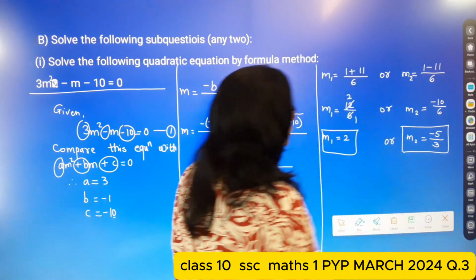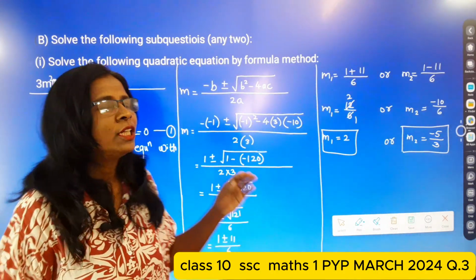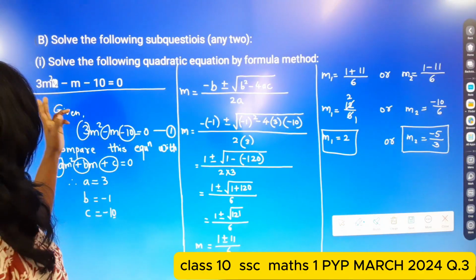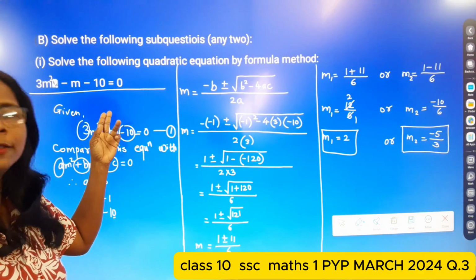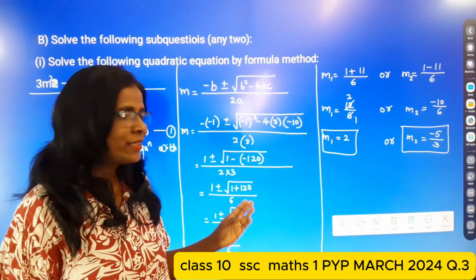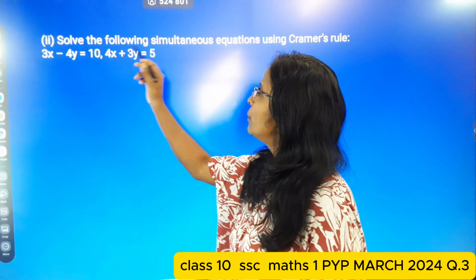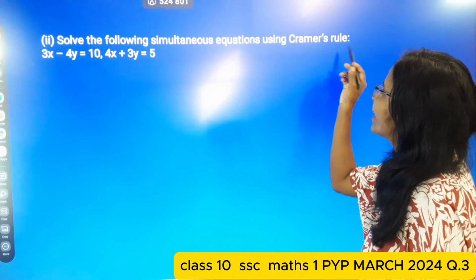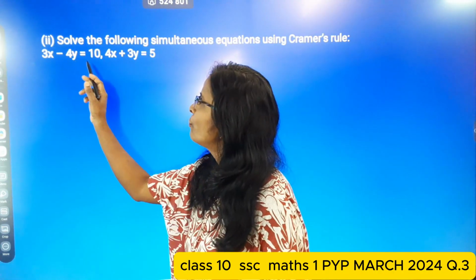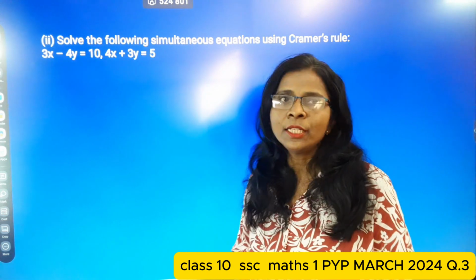So these are the 2 solutions of the given quadratic equation 3m square minus m minus 10 is equal to 0. Okay, students? Next example, students. Solve the following simultaneous equations using Cramer's rule: 3x minus 4y is equal to 10, and 4x plus 3y is equal to 5.